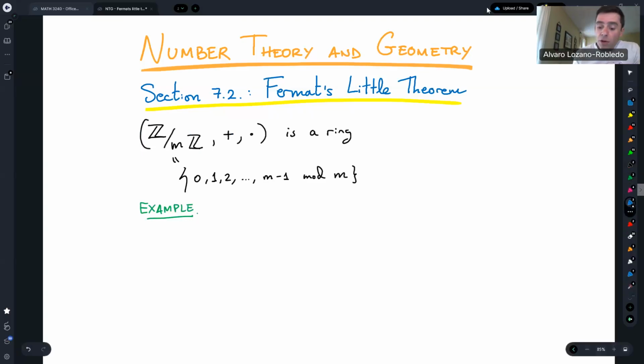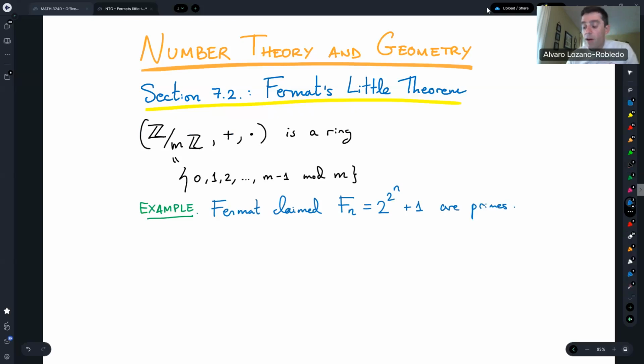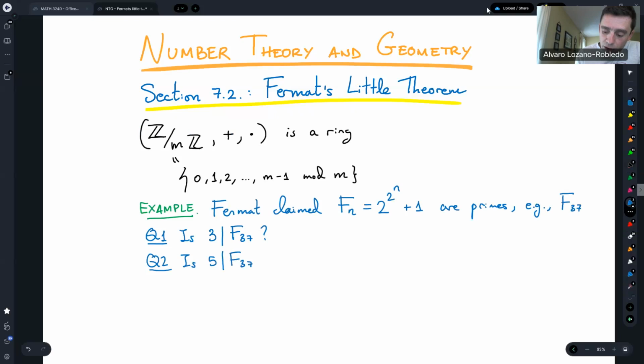And one such example comes about because Fermat himself claimed that what we call the Fermat numbers, 2 to the 2 to the n plus 1, are primes, which was later disproved by Euler. But nonetheless, if we want to check if one of these is prime, so for example, let's say F37, is this prime? Well, let's ask two questions. One, is 3 a divisor of F37? And 2, is 5 a divisor of F37? Well, if it is prime, it better not be divisible by 3 or 5. It's definitely bigger than 3 and 5. So we can try to check if these numbers are divisible by 3 or divisible by 5, and at least verify that that's not the case.